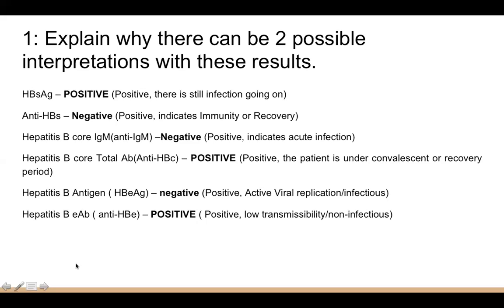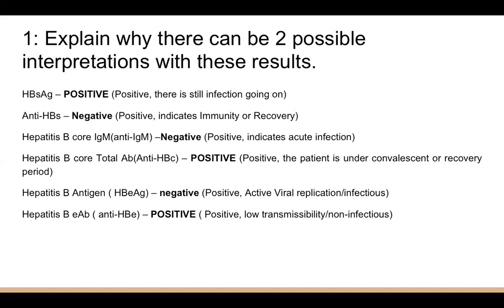For LO number 1, explain why there can be two possible interpretations with this result. Before we proceed with the interpretation, I will first discuss the serologic result of the patient. Firstly, Hep B surface antigen is positive, which indicates there is still infection going on. Second, anti-Hep B surface antigen is negative. If it's positive, it indicates immunity or recovery.